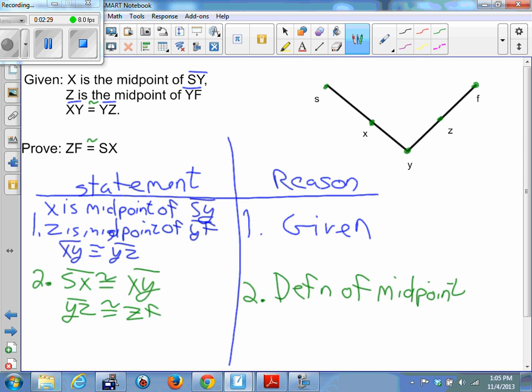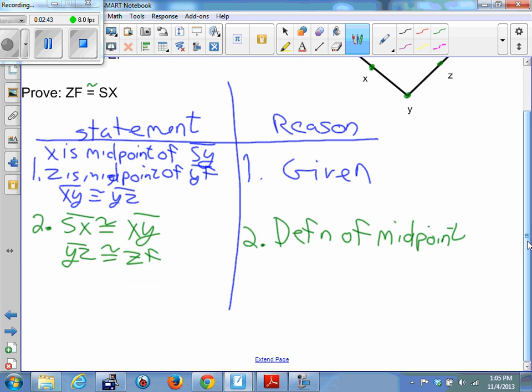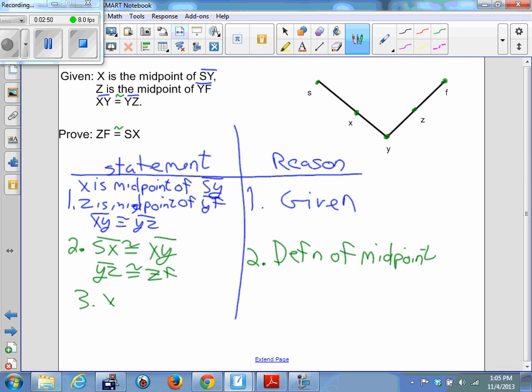The next one we're going to do is use the given that XY is congruent to YZ. So on this one, we're going to have XY is congruent to YZ, and that's going to be given.